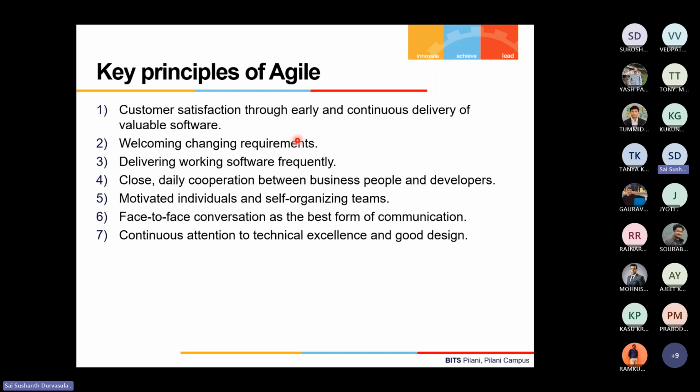Then we have welcoming the changing requirements. Third is delivering the software frequently. Fourth is daily cooperation between the business people and the developers, in the form of daily meetings. And then motivated individuals and self-organizing teams are given more emphasis here. And face-to-face conversation is the best form of communication, not via documents, right? So one person to another, they should not communicate via those documents. They should communicate face-to-face is the emphasis here. So keep those documents lightweight and talk more, interact more, and get the thing rolled out. And that's given more focus here.